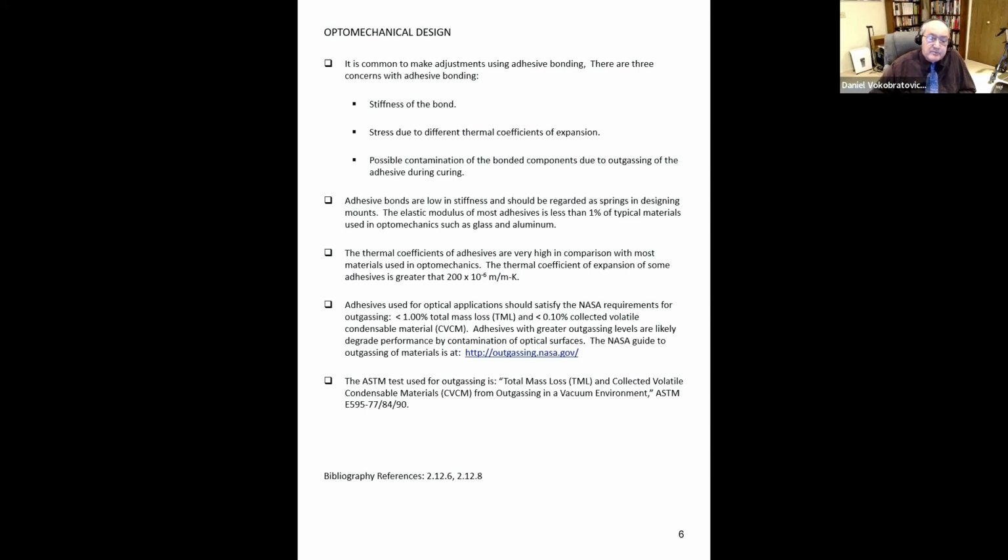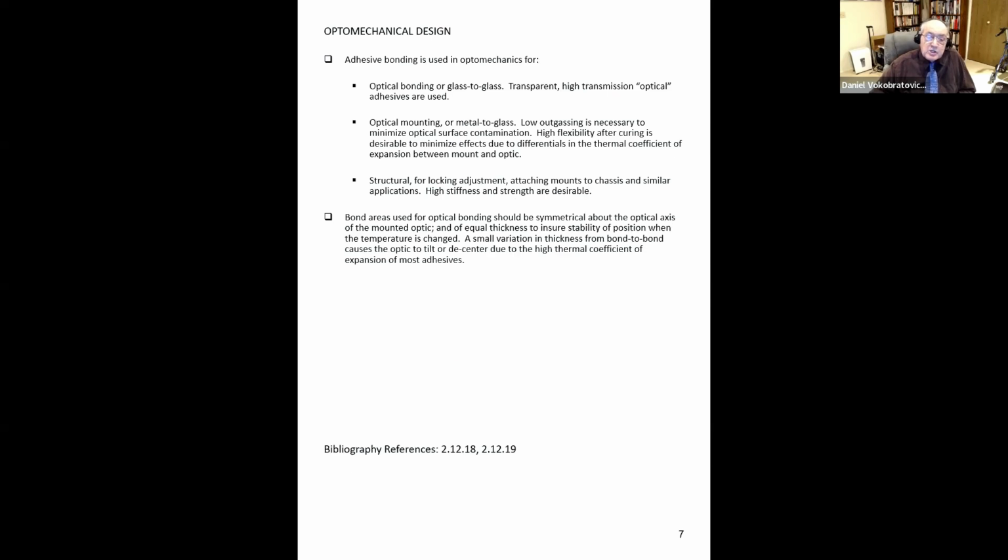The next slide talks about the generic applications for adhesive bonding. When we talk about adhesive bonding, we generally have 3 different applications. Probably the most important from the standpoint of optical design is optical bonding. When we put together a lens assembly, a doublet or triplet, the lenses are held together by means of a very thin bond line of a high transmission optical adhesive.